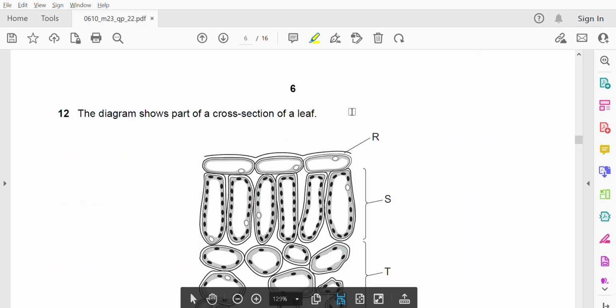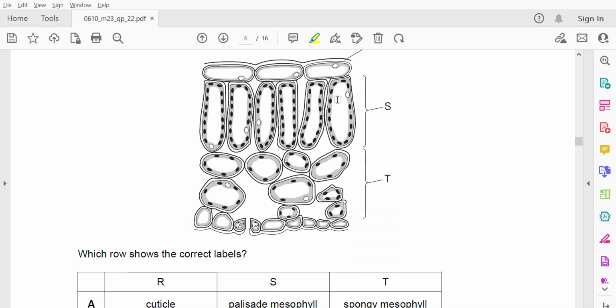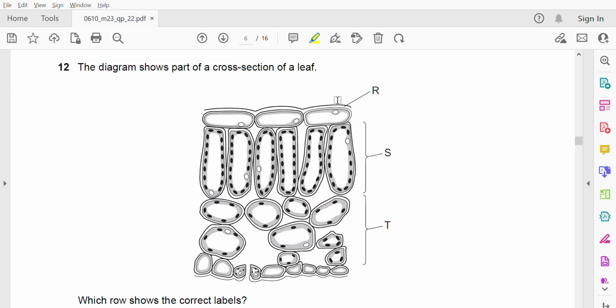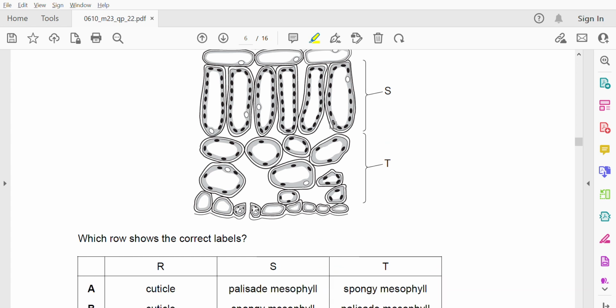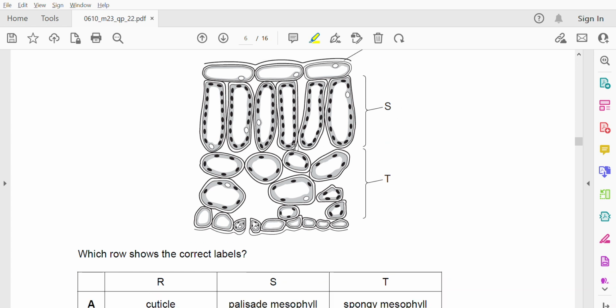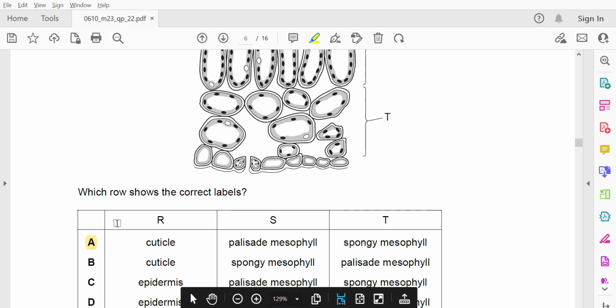Moving on to question number 12. The diagram shows part of a cross-section of a leaf. Which row shows the correct labels? R is cuticle, yes, that is correct. S is palisade mesophyll, that is also correct. T is spongy mesophyll, that is right. So the correct option is A.